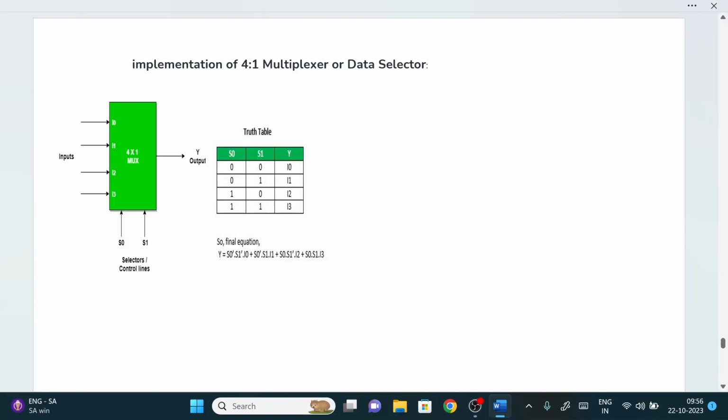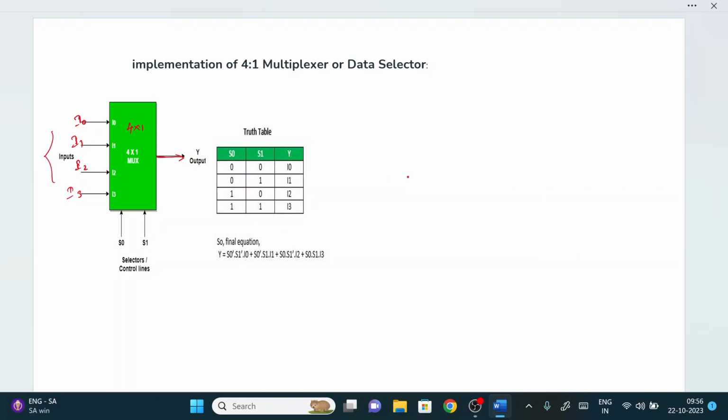The given question is that we need to design the 4 to 1 multiplexer. Another name for the multiplexer is the data selector, right? So what it means is we have 4 inputs, let them be I0, I1, I2, I3. 4 means 4 inputs, 1 means a single output value. Let y be the single output value.